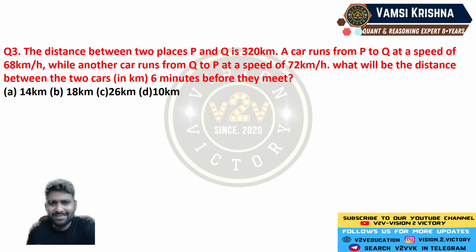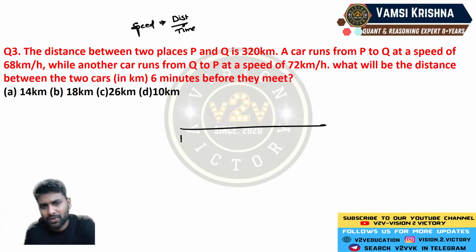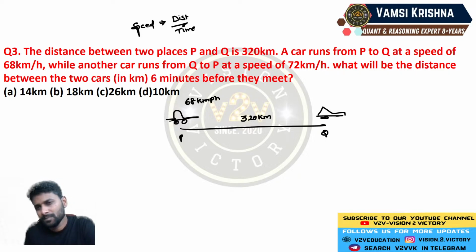So just try to understand this theory. This question is from time, speed, distance, and you know that speed is equal to distance by time. We need these two pieces of information in the given question. See, the data says that the distance between P and Q is exactly equal to 320 kilometers. That is the first data. A car runs from P to Q, so there is one car, P to Q, at a speed of 68 kilometers per hour, while another car runs at a speed of 72 kilometers per hour.